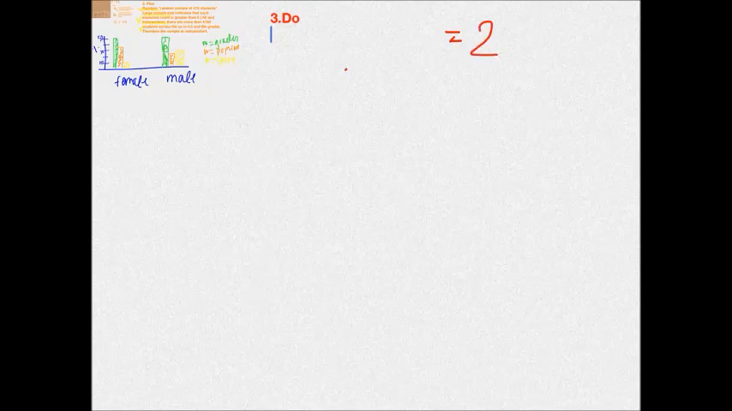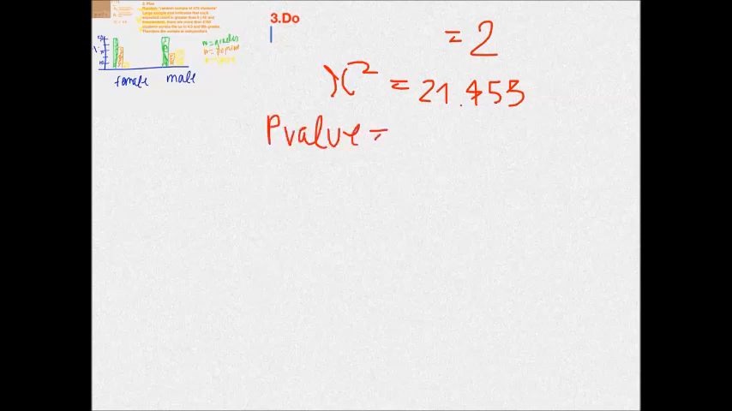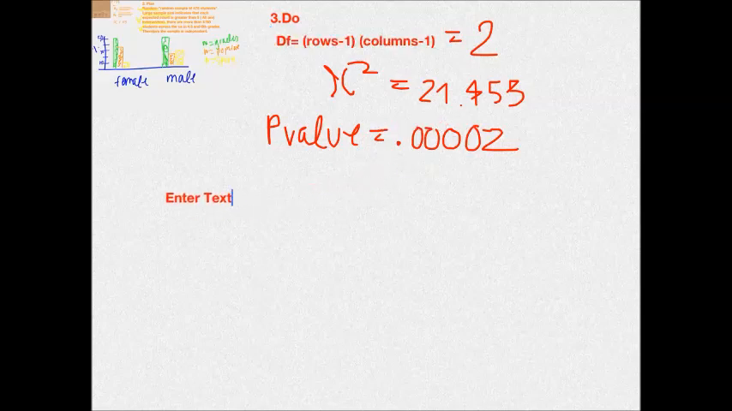So the degrees of freedom is 2. We come up with a test statistic, or chi-squared, equal to 21.455. So, if the test statistic is equal to 21.455 and the degrees of freedom is 2, we can find that the p-value is equal to 0.00002. So, our next and final step will be to conclude.